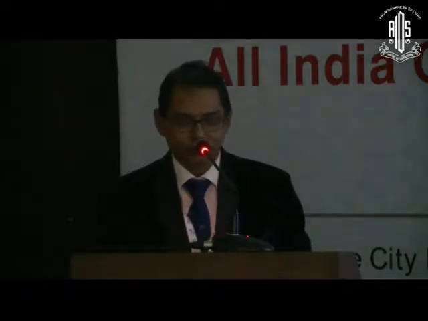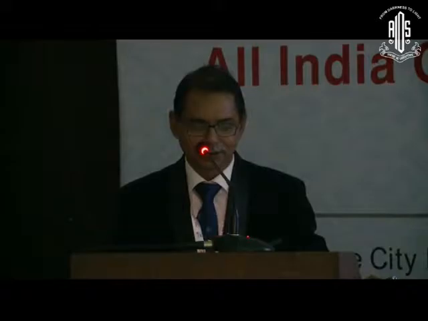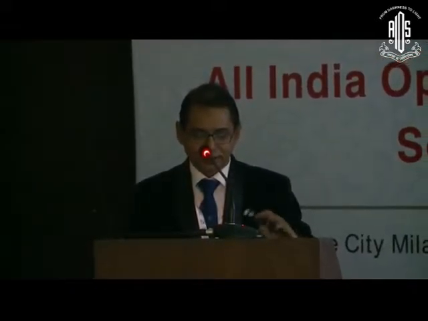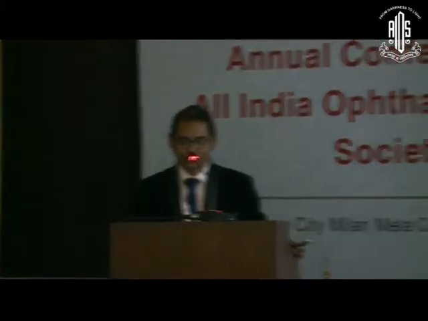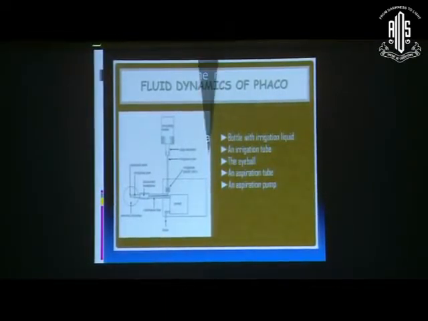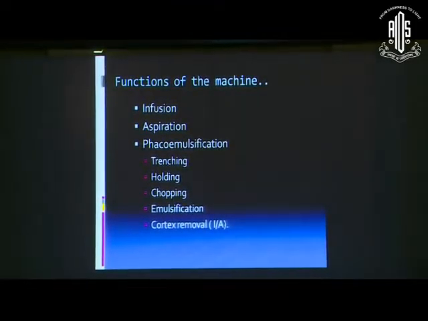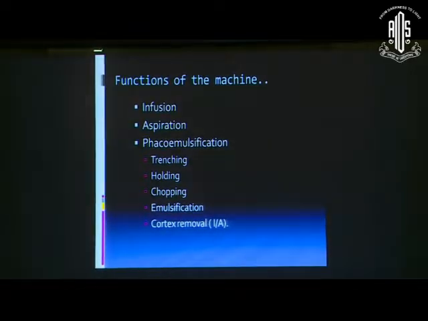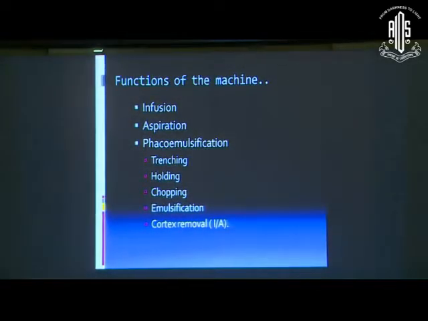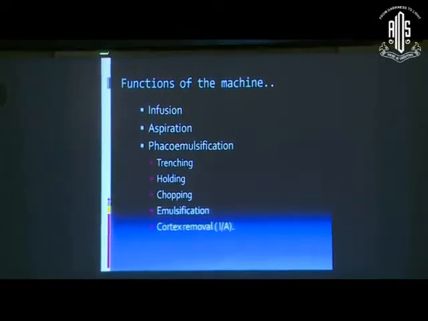Parts of a phaco machine: you have a console, a foot switch, tubings, and a probe. I think this is familiar. And then how those parts function: we have a bottle with an irrigating liquid, an irrigating tube, an eyeball, an aspiration tube, and an aspiration pump. These are the components of a phaco procedure. And what does the machine do for you? There is an infusion, aspiration, and the most important, phacoemulsification, which again is you either doing a trenching, or you're holding the pieces, or you're chopping it, emulsifying it, and finally cortex removal.